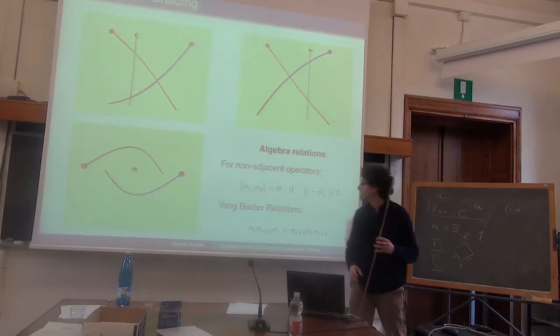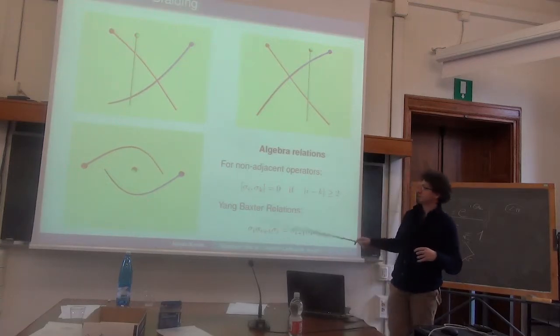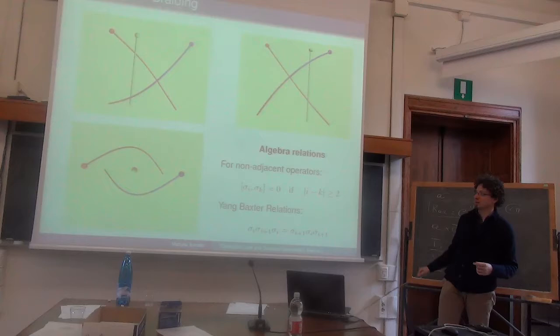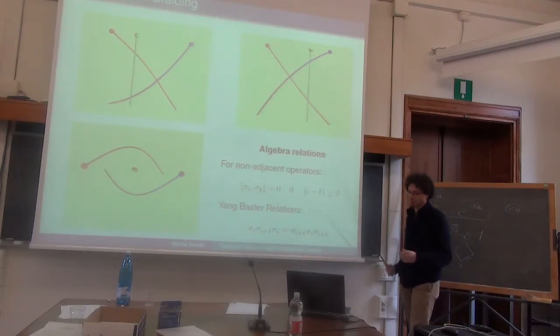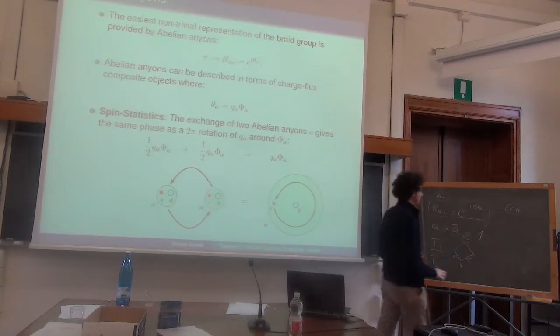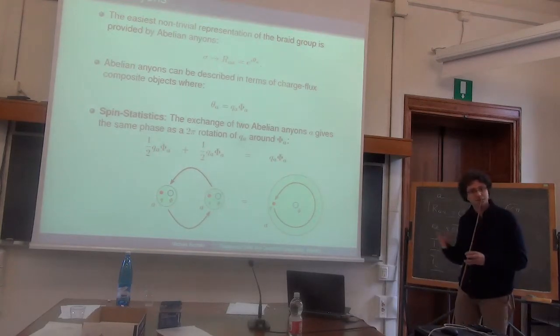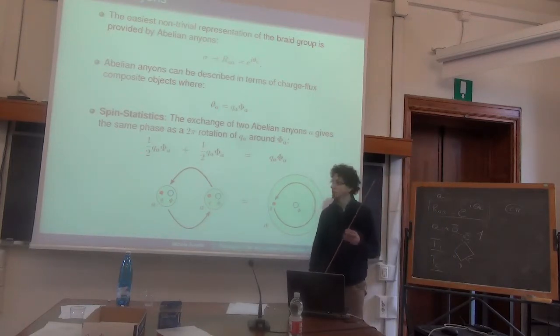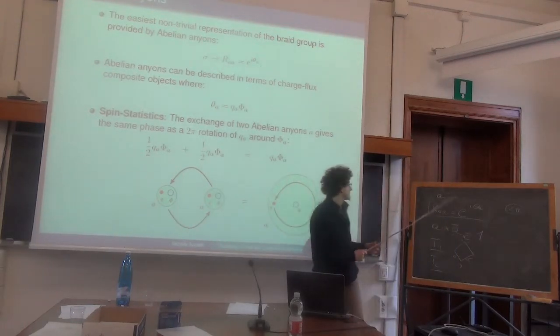I don't want to bother you too much. However, the important thing is that the braid group is defined by these generators, and they must obey the Yang-Baxter relation when they are close, otherwise they must commute. So, about abelian anyons, they give you the most trivial representation of the braid group, which is an abelian representation, and that's what I was writing before.